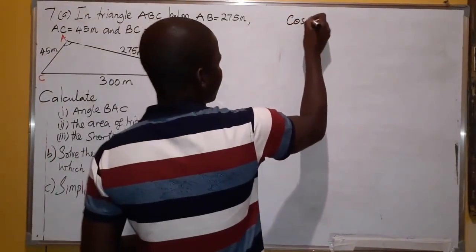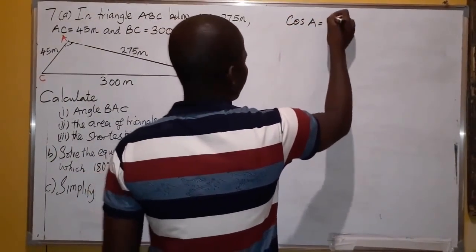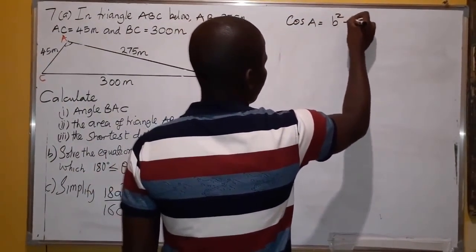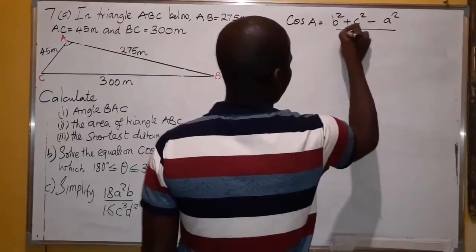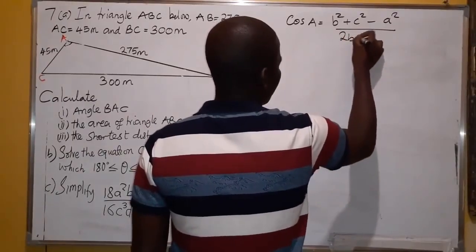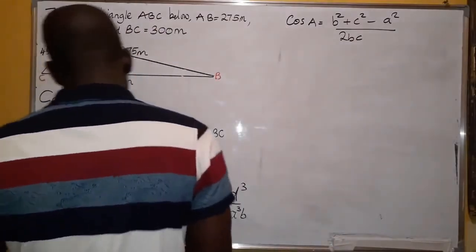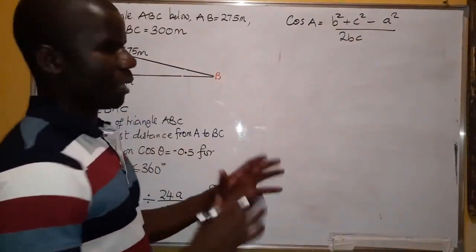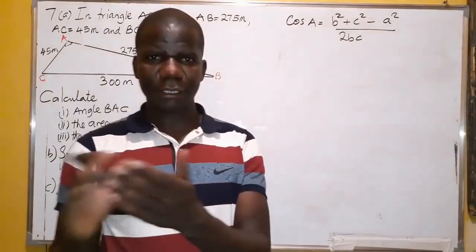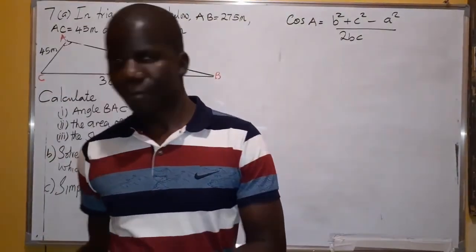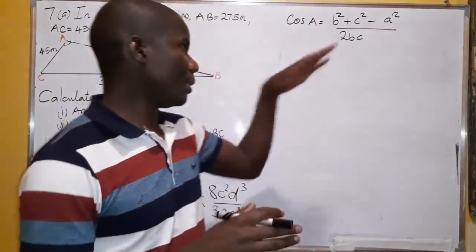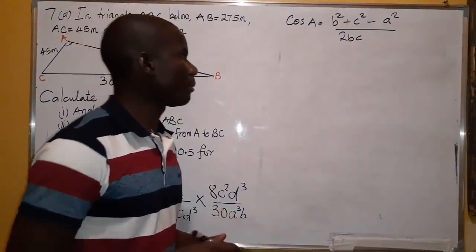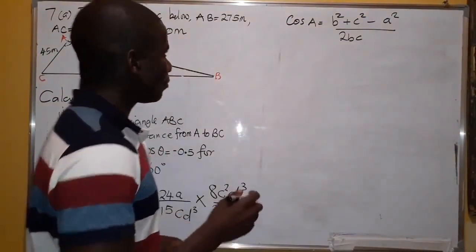So we're going to say cos A is equal to B squared plus C squared minus A squared over 2BC. This is the formula that we're going to use. We are actually using that same formula which is given in the exam, but we have just made the part for the angle, which is cos A, the subject of the formula.